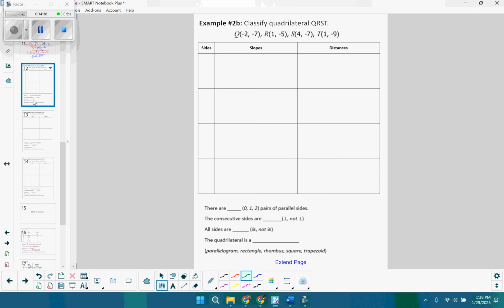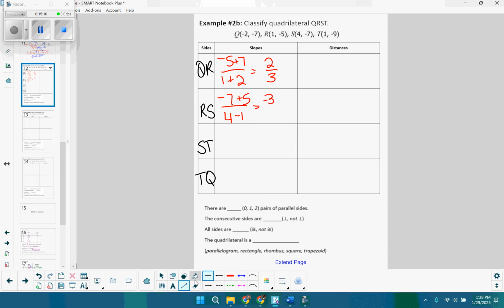All right, let's do some more. Example 2b. So this is QRST. So my sides will be QR, RS, ST, and then T back to the beginning at Q. So we're going to have -5 minus -7 over 1 minus -2. Turns into 2/3. We're going to have -7 minus -5 over 4 minus 1. It's -2 over 3.